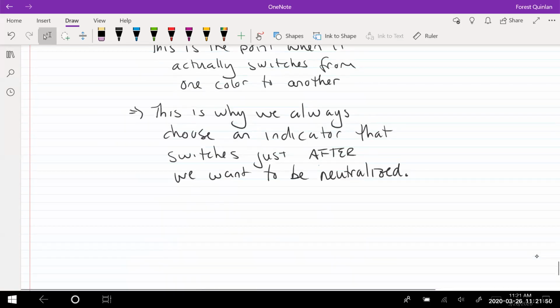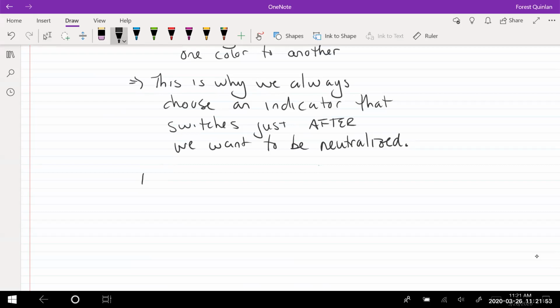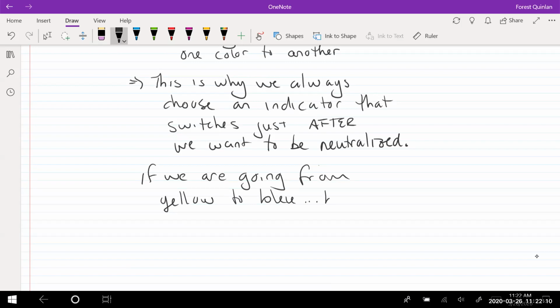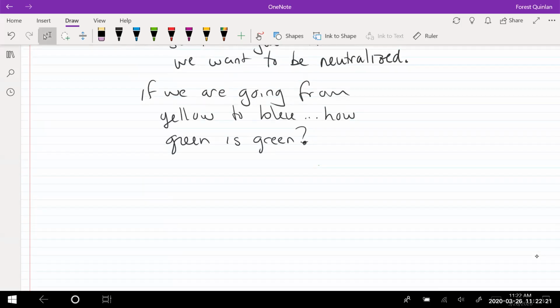Right? So if we are going from yellow to blue, how green is green? We don't want that ambiguity, so we know the difference between yellow and blue. We do not want that ambiguity.